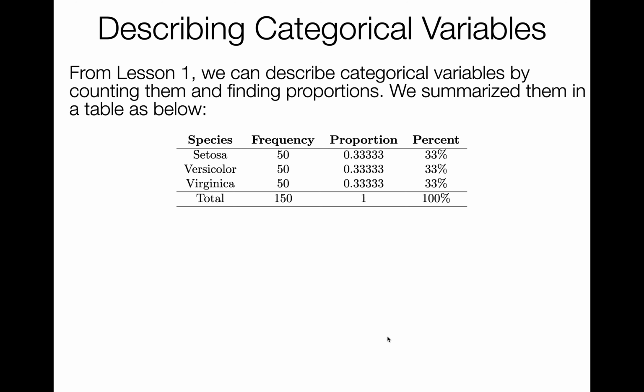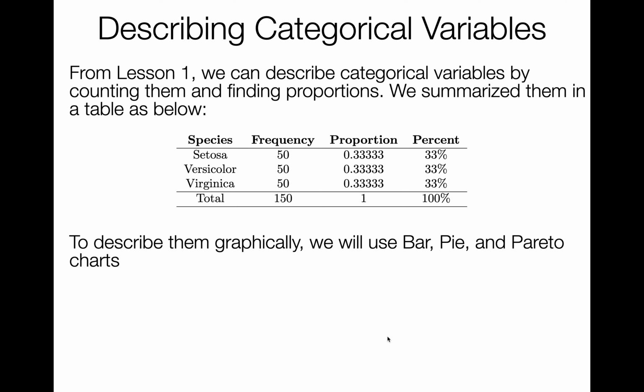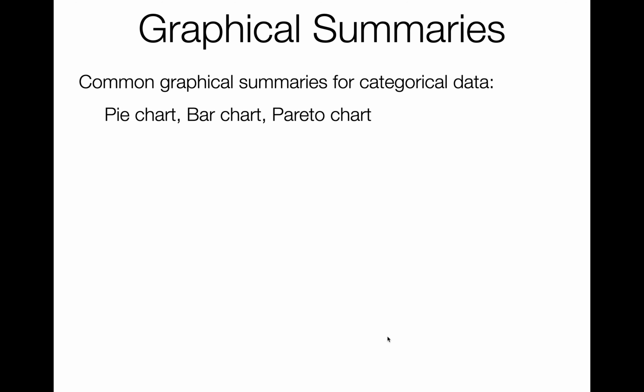for the IRIS dataset. Now we can also describe categorical variables graphically, and we will do so in 3 different ways. So to describe them graphically, and what I mean by that is make graphs or plots of them, we're going to make bar charts, pie charts, and Pareto charts. You probably know what a bar chart and a pie chart are, and a Pareto chart is probably new to you, and so I'll discuss them very quickly in this slide. So we're going to talk about pie charts, bar charts, and Pareto charts.